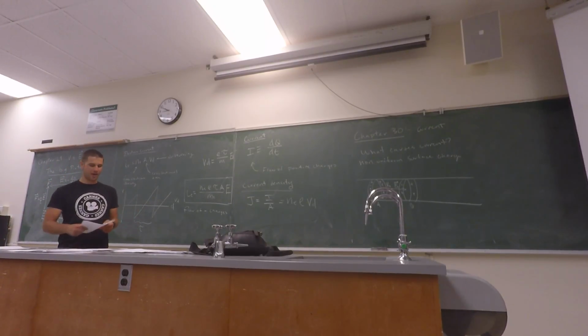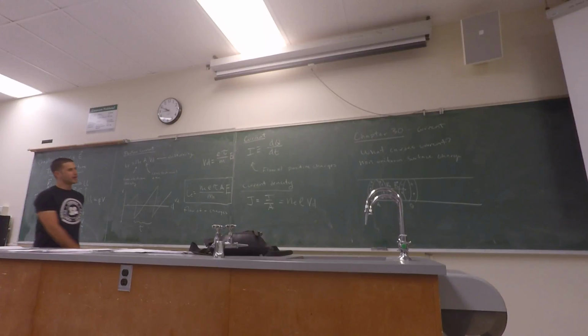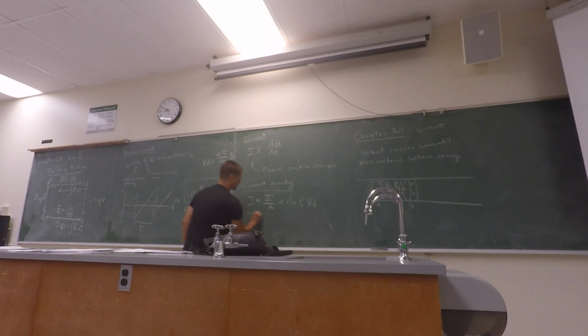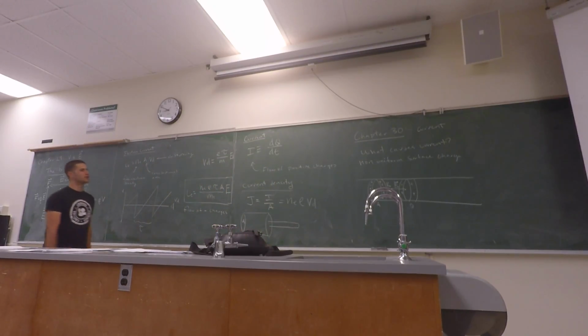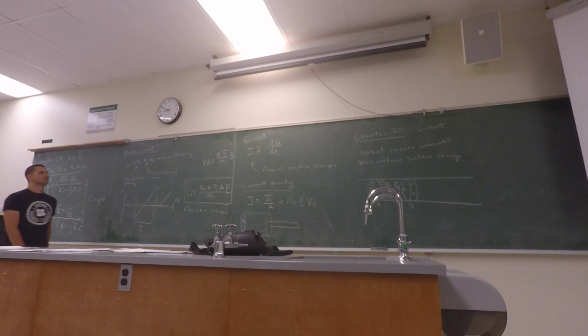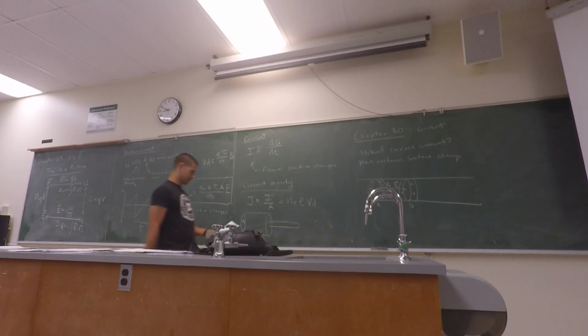So this idea of current density, I could have some wire that starts off being this big right here, and it has some cross-sectional area, like this, and maybe it tapers down to some little wire like this with some smaller cross-sectional area, and I could ask you to compare the current densities, okay? So that's an idea there.